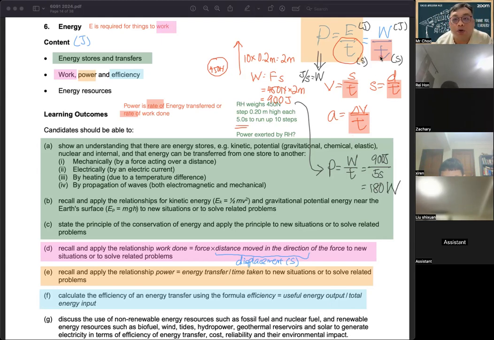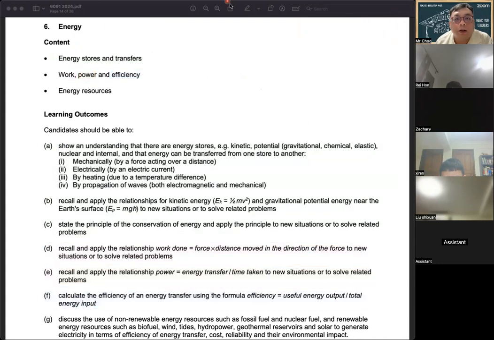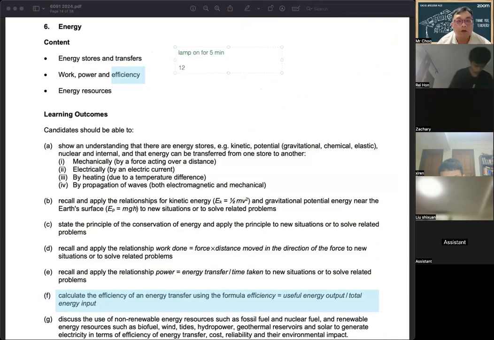Okay, let me go through an example. But before that, let me just highlight efficiency first. You have a lamp that is on for 5 minutes. So 12 kilojoule of energy was transferred to the lamp.